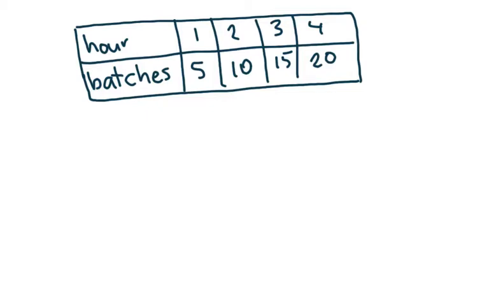So it would be batches of cookies that I made. So 1 hour I could make 5 batches, 2 hours, 10 batches, 3 hours, 15 batches, and 4 hours, 20 batches. Absolutely unreasonable, but you get the idea, okay? I just needed some numbers and I needed an example. So first I need to find out, is it proportional?